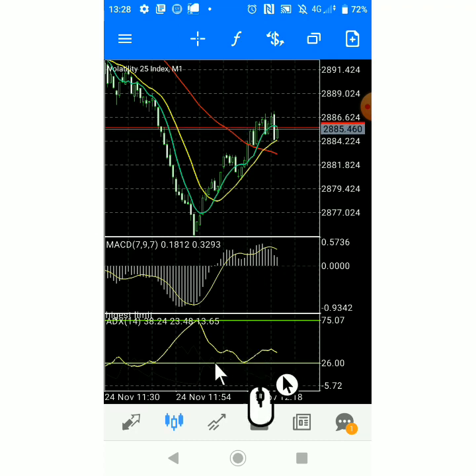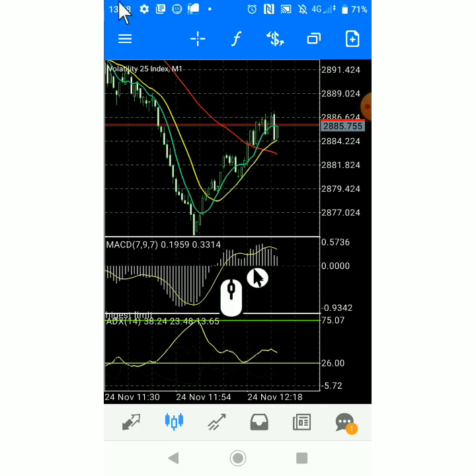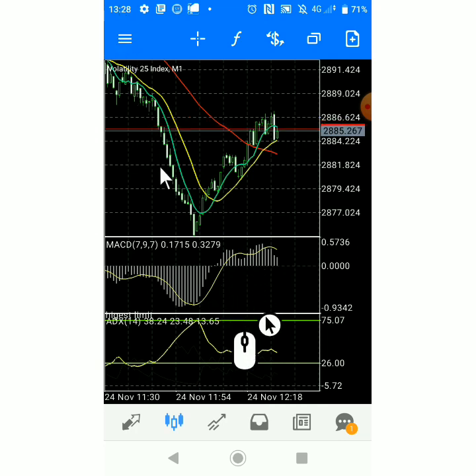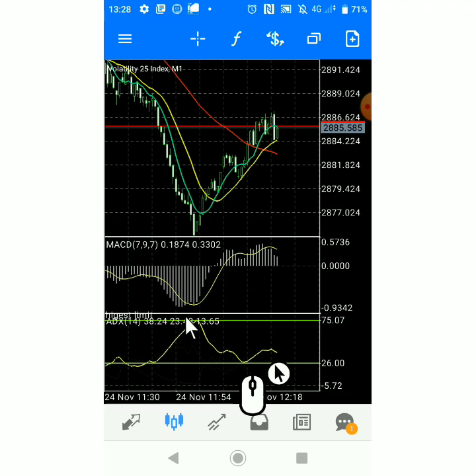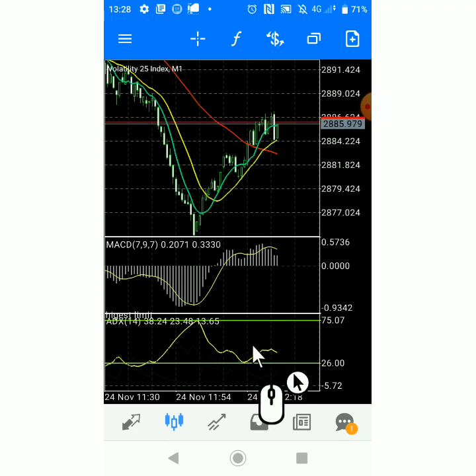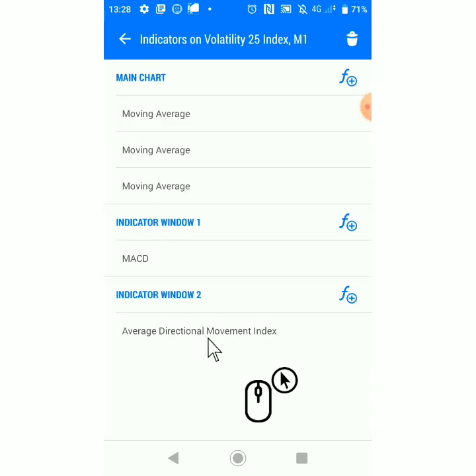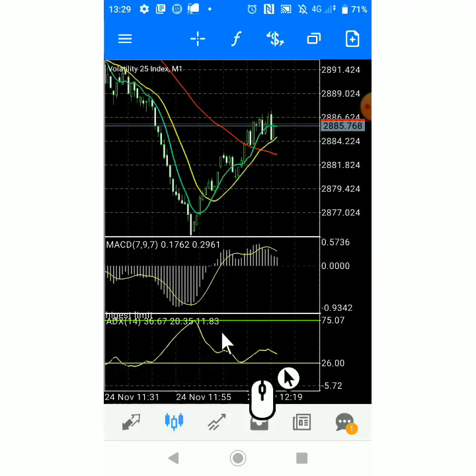Now let me also let you know something. Some people at times think that, okay, because this yellow line is going up, it means it's an uptrend. No, take note, when this trend was coming down, this yellow line was actually going up. So this indicator does not tell you whether the trend is going up or down. It is called the average directional movement index. Its job is to tell you the average movement of the trade.